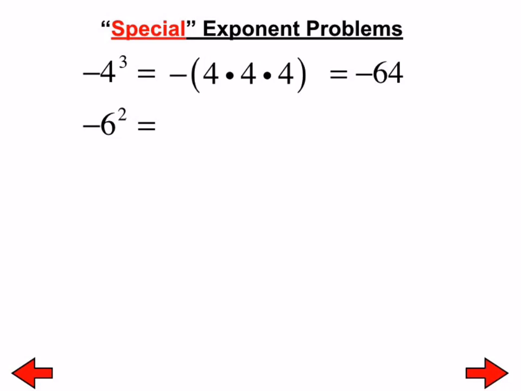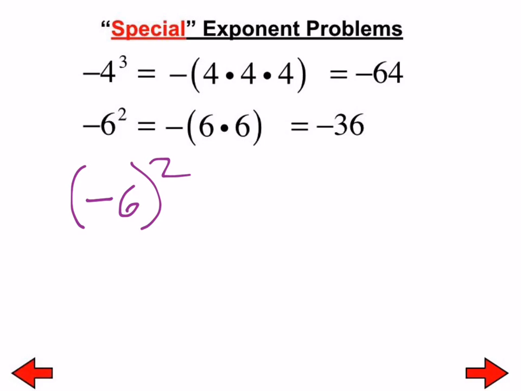Okay? So in negative 6 squared, that would be the opposite of 6 squared. And 6 squared is 36. So when there aren't any parentheses around that negative 6 as a base, the answer is negative. If we had something like this, though, the answer, of course, is not negative.